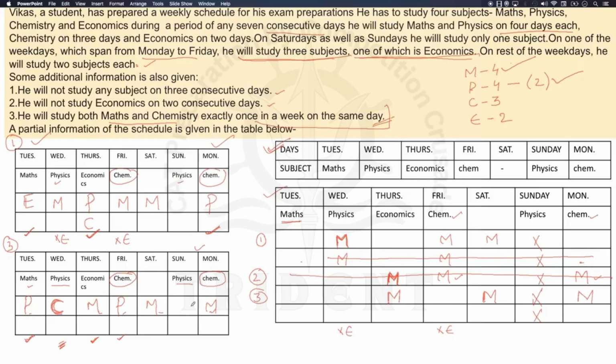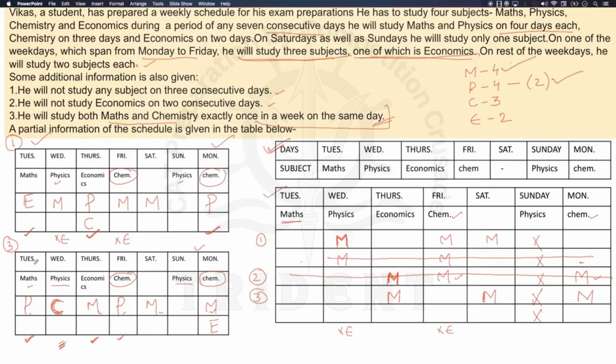Now we are done with maths, we are done with physics, we are done with chemistry. Now we have to fix 1 economics. Now 1 economics, it cannot come on Wednesday, it cannot come on Friday, Saturday and Sunday is done. So economics can come on Monday. Can it come on Monday? Yes, economics can come on Monday.